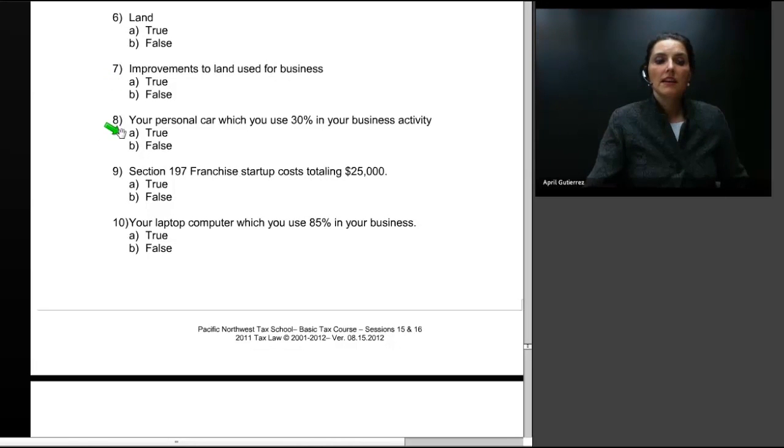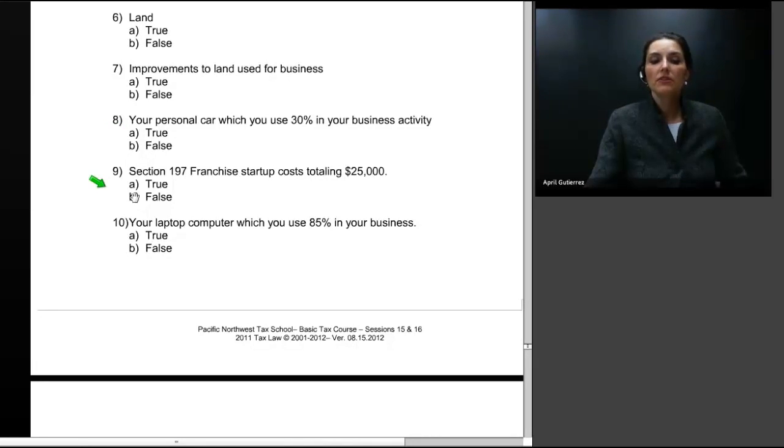So it just depends. Number 8, your personal car, which you use 30% for business in your business activity. Is that depreciable? And the answer is yes, but your depreciation deduction would be limited to 30% of the normal depreciation on the car. Number 9, Section 197 franchise startup costs totaling $25,000.